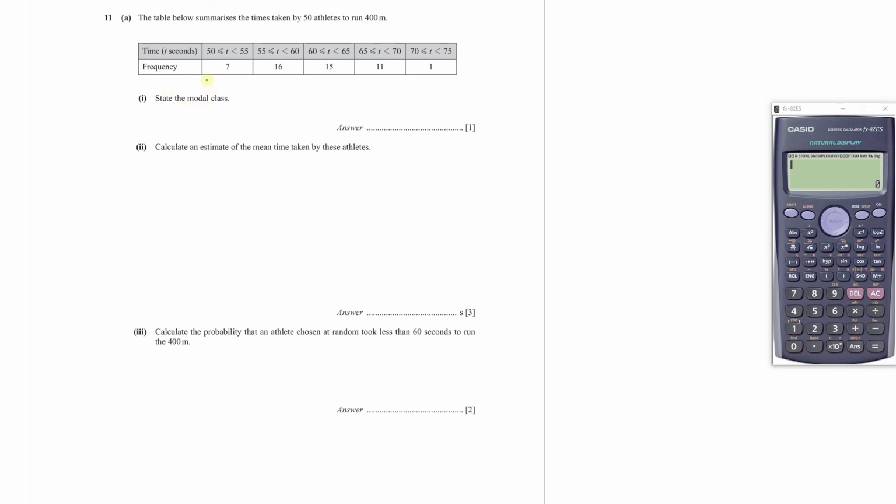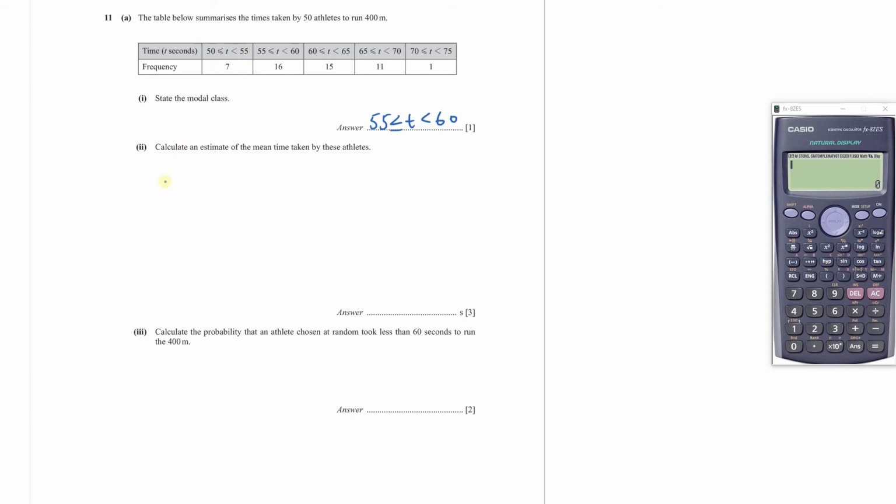So the modal class will be the one which has the highest frequency. So which is this one. So this will be your modal class, greater than or equal to 55 but less than 60. Part two is calculate an estimate of the mean time taken by these athletes. So since you do not have exact values here for these frequencies, you have ranges. So what you do is you calculate the midpoints of these ranges.